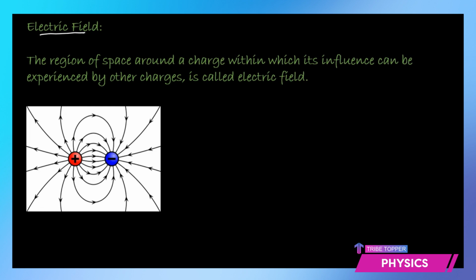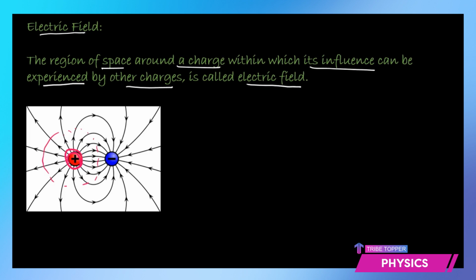Similarly, if I have, say, a charge, plus Q charge placed here, and there's another charge, if I place it in the vicinity of this plus Q charge, it will be attracted or repelled based on the nature of the charge. So, if I pull it very far off, it may not feel that attraction or repulsion. But when it enters a certain region, it starts experiencing that influence very strongly. So that region would be known as the electric field. So we have the similar definition here, that the region of space around a charge within which its influence can be experienced by other charges is called electric field.